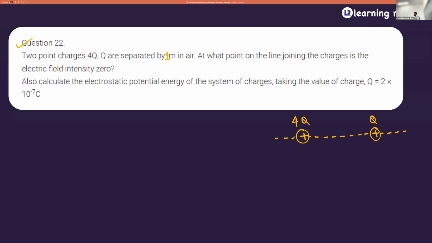I'll give you 2 minutes time. This problem I solved yesterday. I solved a similar kind of a problem. You remember? 4Q and Q. When I discussed the paper yesterday, we had 4Q and Q, but the distance of separation was 2. Check your notes. You would have made a note of it. The answer would have come out as 4 by 3. So it's a similar kind of problem, exact numbers, except the 2 meter has become 1 meter.